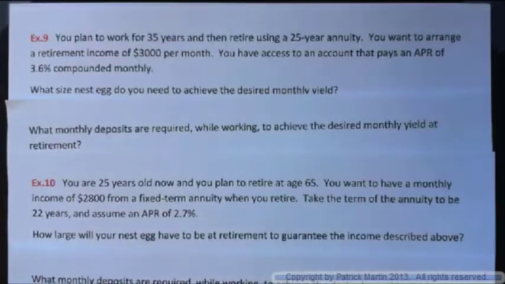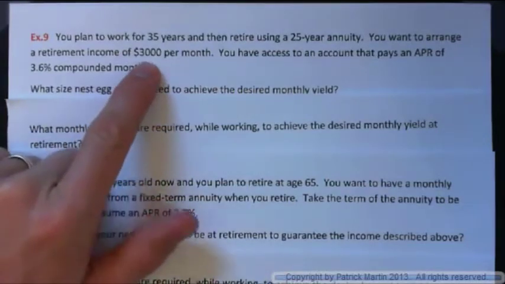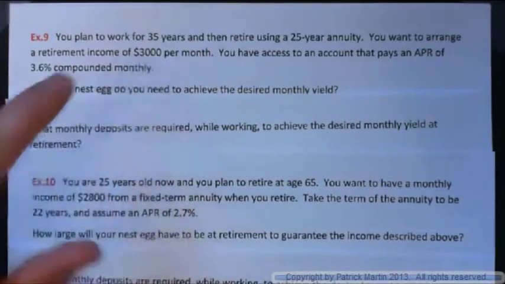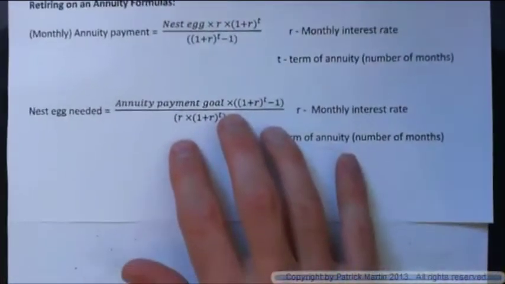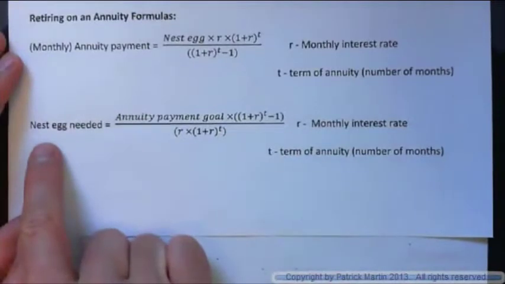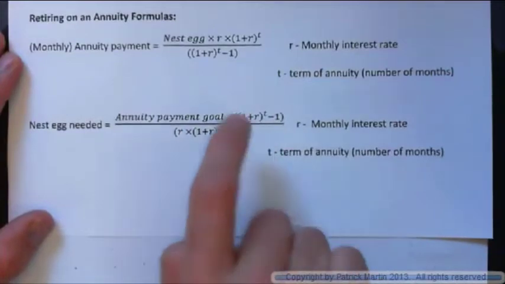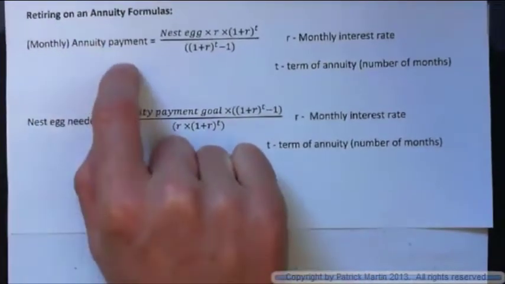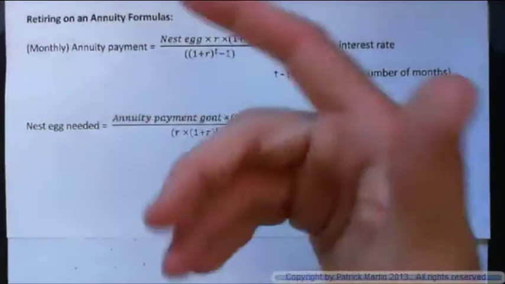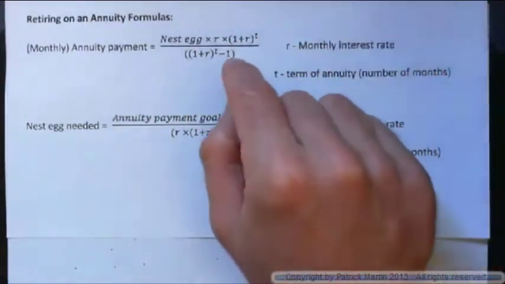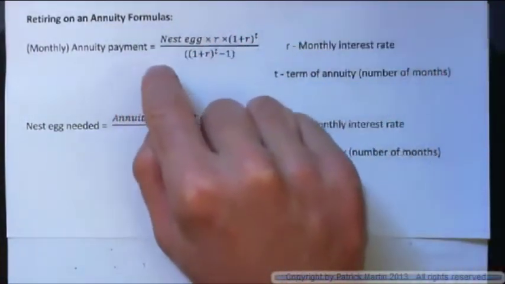Okay, in this video we're going to look at example 9 and 10, and this is where you've got to figure out what size nest egg you want for a particular desired retirement income per month. For that we're going to look at this formula. The nest egg needed equals annuity payment goal times this over this. We've just looked at how to get the annuity payment. If you know your nest egg is $100,000, you can calculate how much that will give you per month.